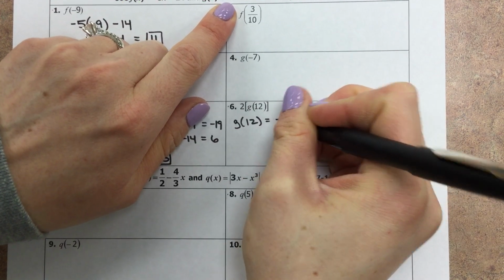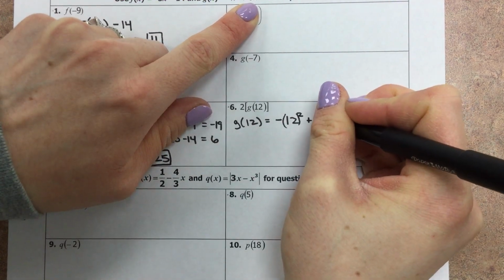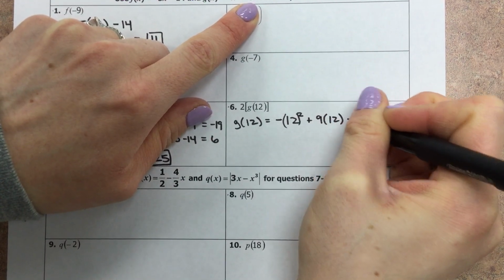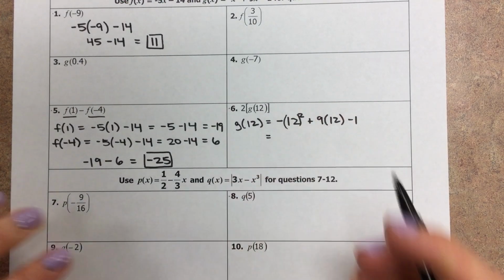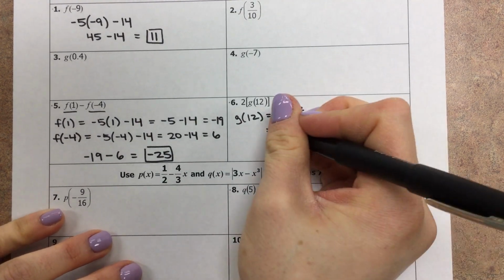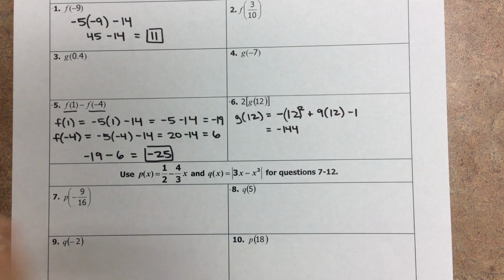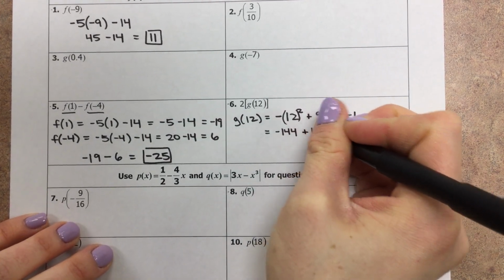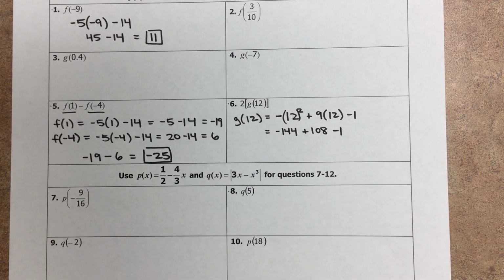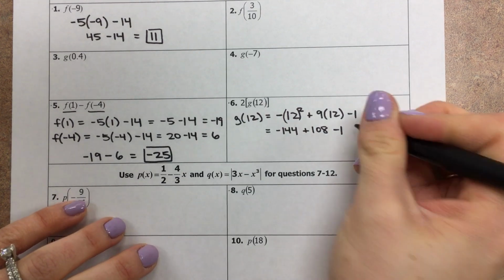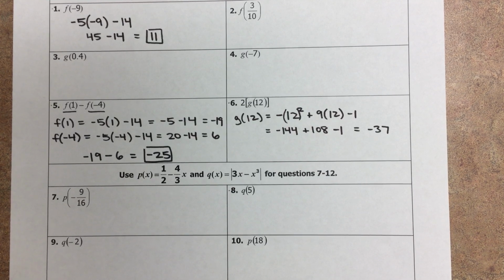So we have negative, and then 12 squared, plus, let me put that in parentheses, plus 9 times 12, and then minus 1. So we can evaluate that. So be careful here, when you have negative 12 squared, you would square the 12 first and then make it negative. So that actually is a negative 144. And then 9 times 12 plus 108, then minus 1. So you could plug that into a calculator. That's what I'm going to do. So we end up with a negative 37. Okay, so that's what you get when you plug the 12 in. So we get a negative 37.